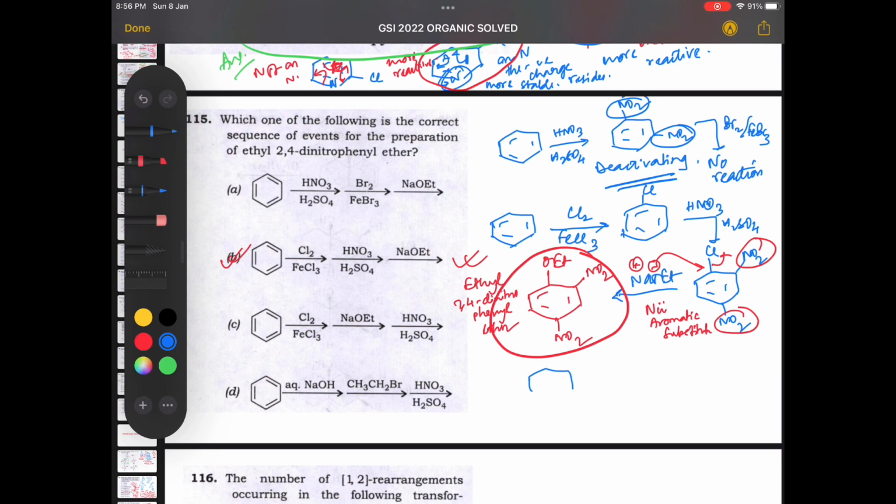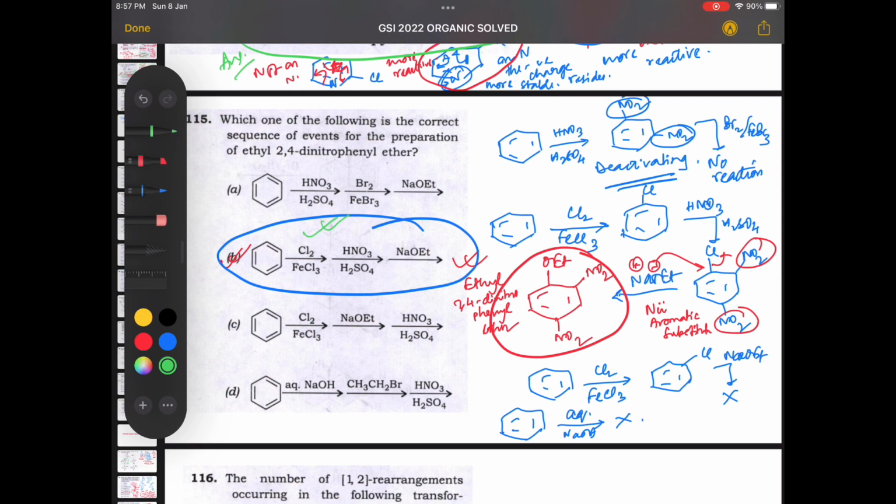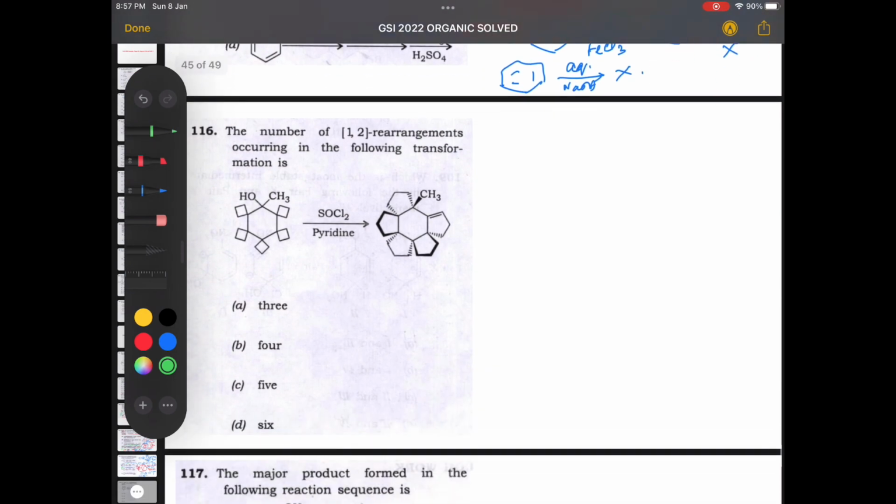So already we have got our answer, but let us check the next 2 questions. So Cl2/FeCl3, once again chlorination is done, then NaOEt is given, the ring is not deactivated enough, so no substitution takes place. And in the last question, aqueous NaOH does not react. Hence the second option is the answer.